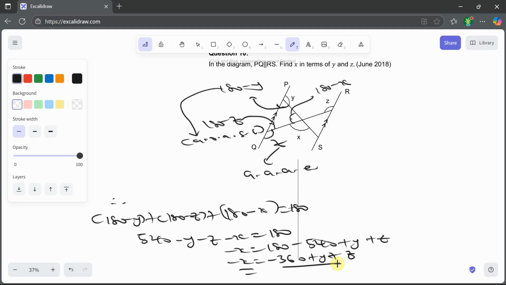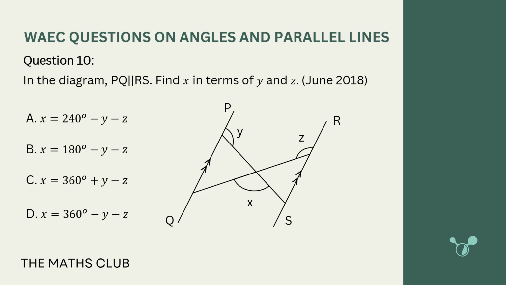If I divide both sides by minus, therefore my x will be equal to, this sign will change to plus, that will be 360. This sign will change to minus, that will be minus y. This sign will change to minus, that will be minus z. So our x in terms of y and z is 360 minus y minus z. Let's see if we're correct. That will be option D. Great.